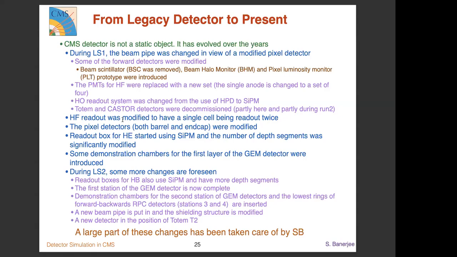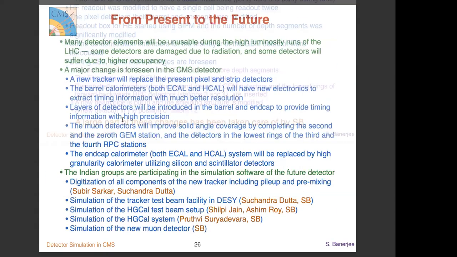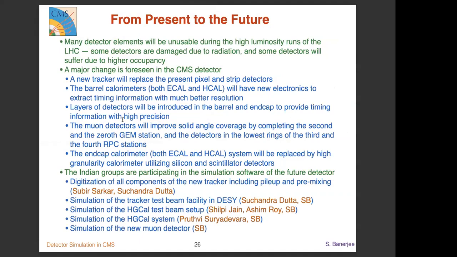We have a demonstration chamber for the G21 and also a demonstration chamber for the forward backward RPC detectors in stations 3 and 4. We have a new beam pipe and a shielding structure, and we have a new detector in the position of TOTEM T2. So, as you see, it was a continuous improvement of the CMS detectors, and a large part of these changes have been taken care of by myself. So that is what's up to the present.